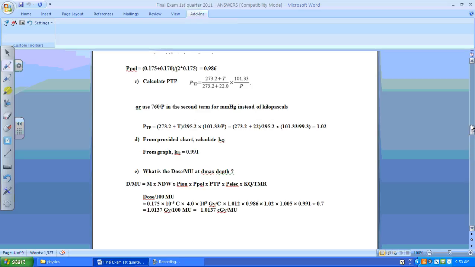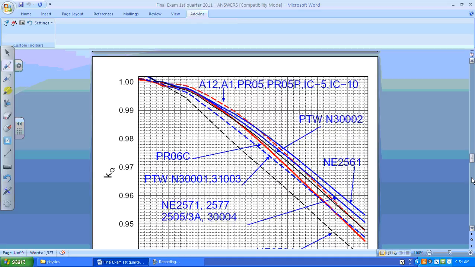Okay, calculate KQ. So from the very start, you have to go to the KQ graph and look up the KQ. Any issues with looking up the KQ with that graph? You don't know how to use that graph, right?